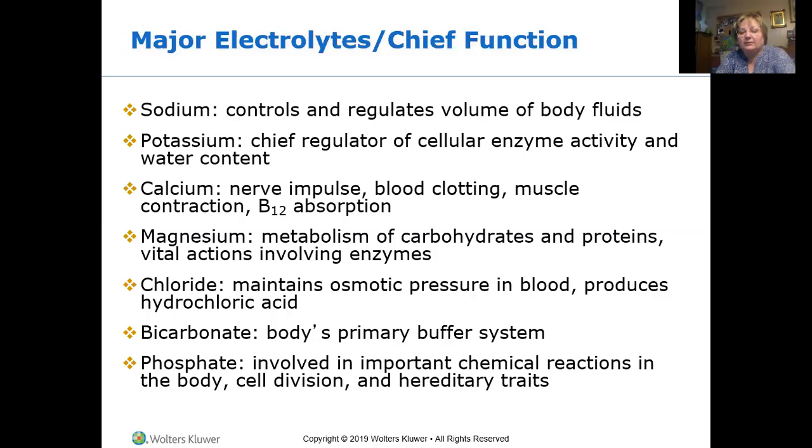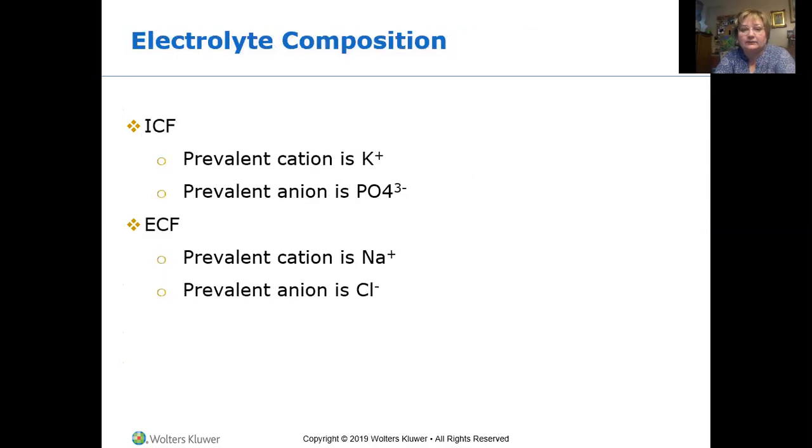Phosphate is involved in important chemical reactions in the body, cell division and hereditary traits. With phosphate, I always think of ATP, adenosine triphosphate, at the cellular level when your body is making ATP. I think if I remember right, it's made by the mitochondria. The mitochondria of the cells, that's the energy house. That's where energy is made. That energy is kept in that adenosine triphosphate connection, I guess you could say. So that's why it's important in chemical reactions.